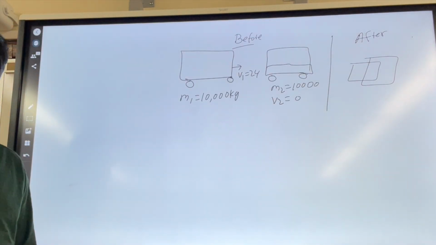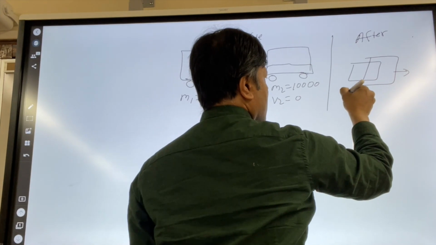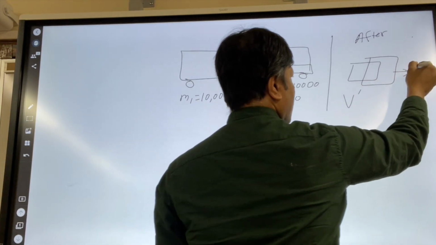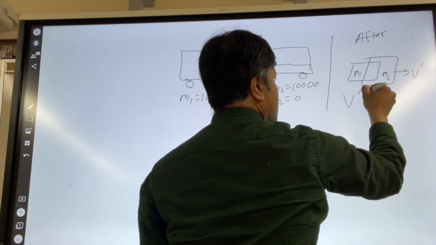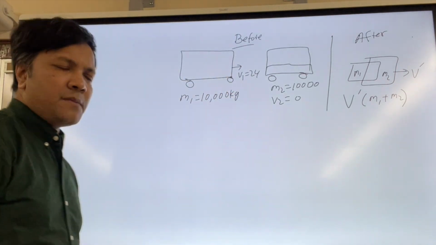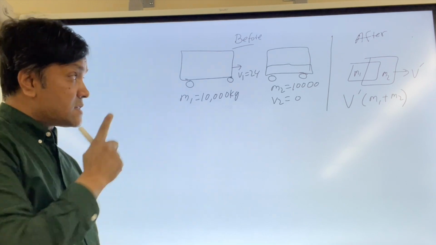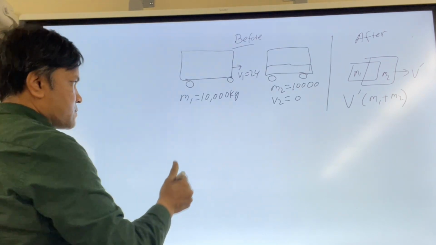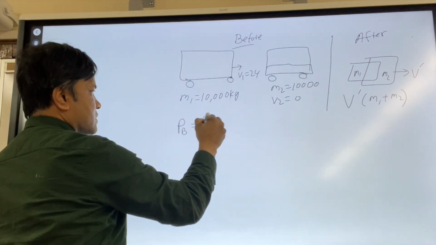Mass 1 and mass 2 stuck together, so they have one final velocity. Even if this is an inelastic collision, the momentum is conserved, so we're going to use it. Momentum before is equal to momentum after.